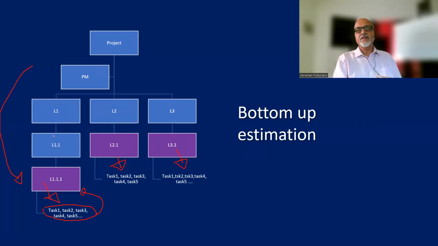work package level estimates. If both are tallying, then everything is fine. But if bottom-up estimates are not tallying with the top-down estimate, then most probably the top-down estimates are wrong, because always the bottom-up will be more accurate because we are estimating at the most granular level, that is at the activity level. So top-down and bottom-up estimates, this is very important.